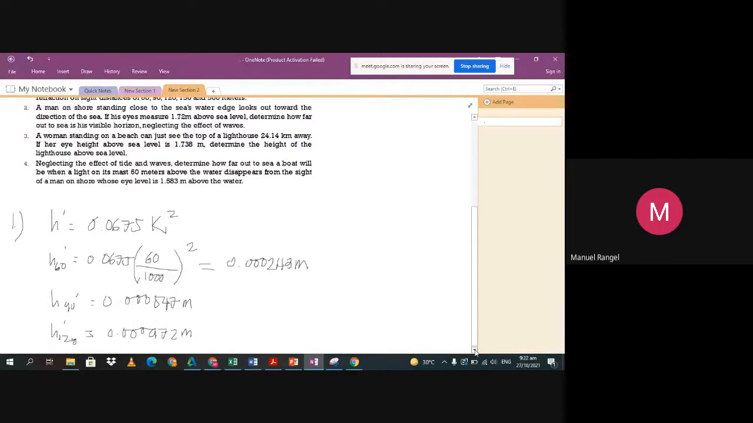So, number 2, a man onshore standing close to the sea's water edge looks out towards the direction of the sea. If his eyes measure 1.72 meters above sea level, determine how far out to sea is visible in horizon, neglecting the effect of waves.